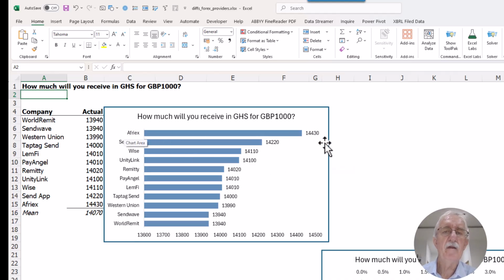AfriX, the 14,430, all the way down to World Remit, 13,940. Now, very simply, what's wrong with this chart is they broke the scale, the horizontal x-axis scale, quite significantly. And so it looks as if there's a massive difference between AfriX and World Remit. And of course, on one level, it is a massive difference: 13,940 as opposed to 14,430, 500 cedis. But in the context of 14,500, it's not so big.